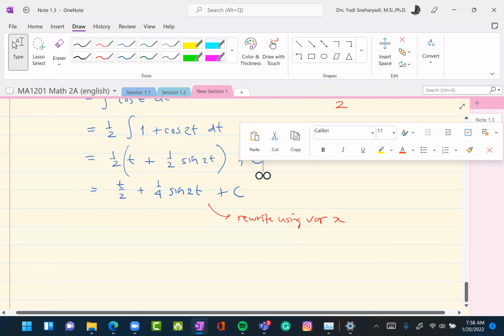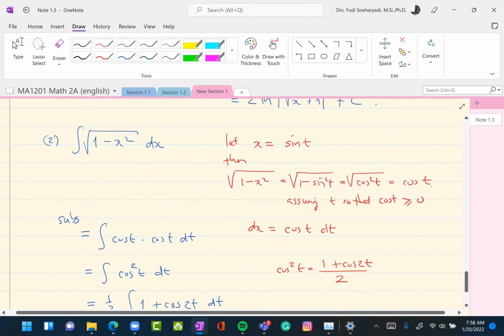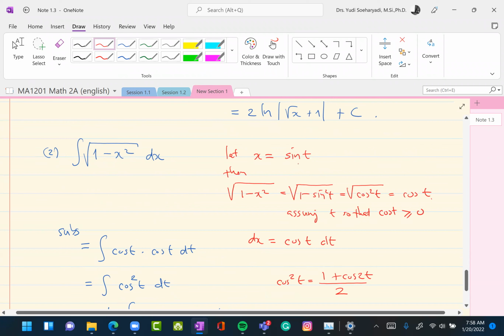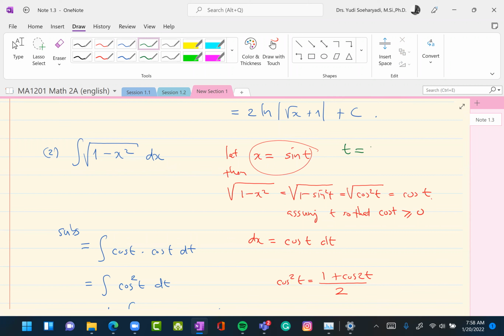So how do we do this one? Well, how do you express t? What is t? How to write t? T equals what? In terms of x. Arc sine x. Yes, so that's the arc sine, the inverse sine, right?